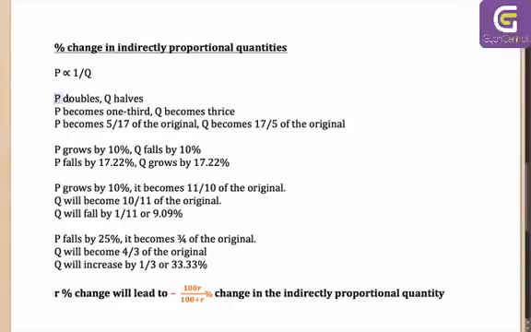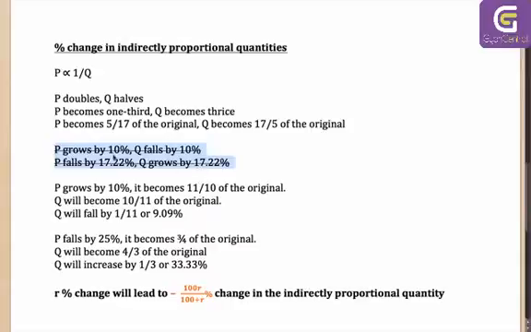Then what it means is if P doubles, Q halves. If P becomes one third of the original, then Q becomes thrice of the original. If P becomes 5 by 17 of the original, Q becomes 17 by 5 of the original. Now you might be thinking that if P grows by 10%, Q will fall by 10%, or if P falls by 17.22%, Q will grow by 17.22%. Well, if you are thinking that, let me tell you, you are wrong. This is incorrect. This is false.